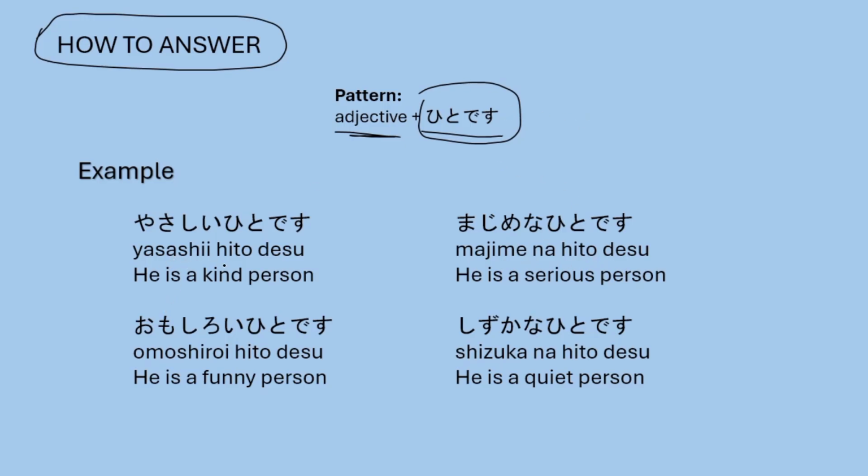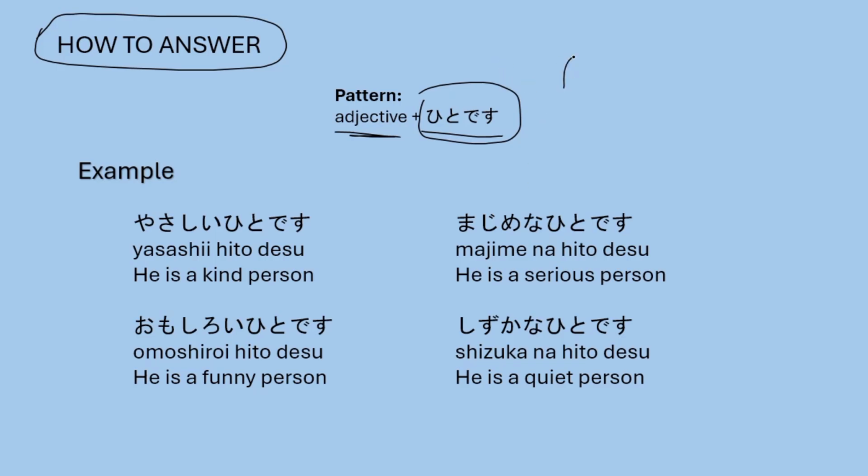So yasashii hito desu. He is a kind person. You can also say yasashii tomodachi desu. He is a kind friend. Omoshiroi hito desu. He is a funny person. Majime na hito desu. He is a serious person.